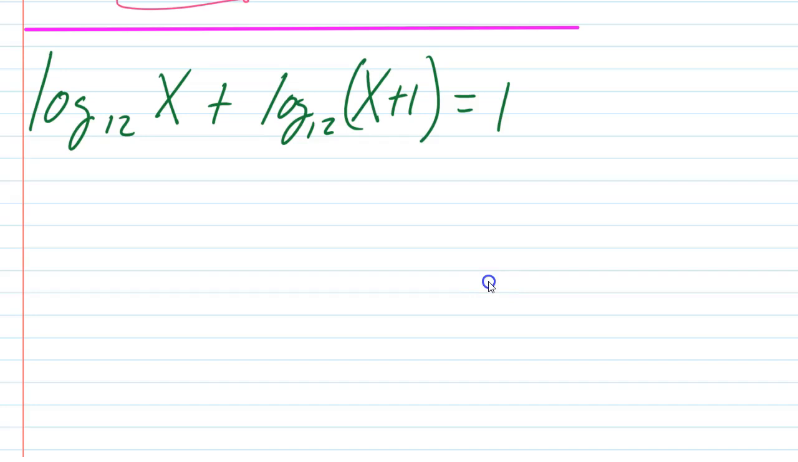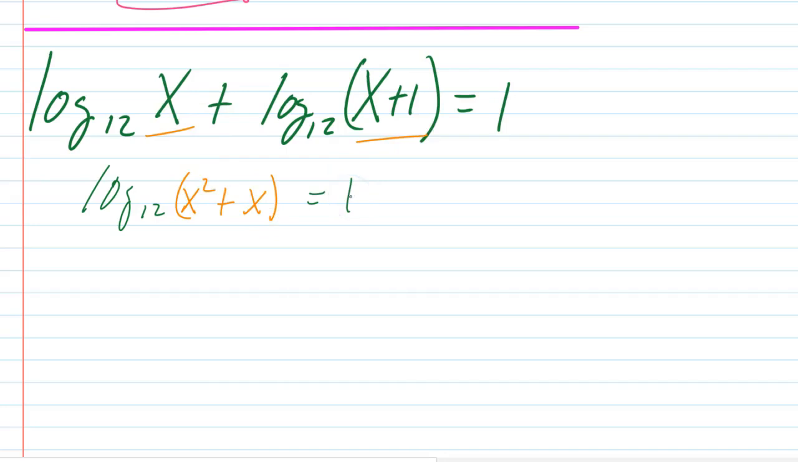Now, we've already covered an exponent. We've already covered subtraction, which is division, and now we have addition, which is multiplication. So remember, I have logs of the same base that are being added, which means I'm going to multiply the insides. X times x plus 1. That gives me log base 12 of x squared plus x is equal to 1.